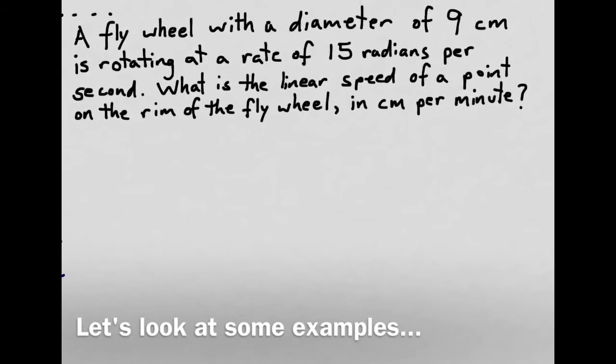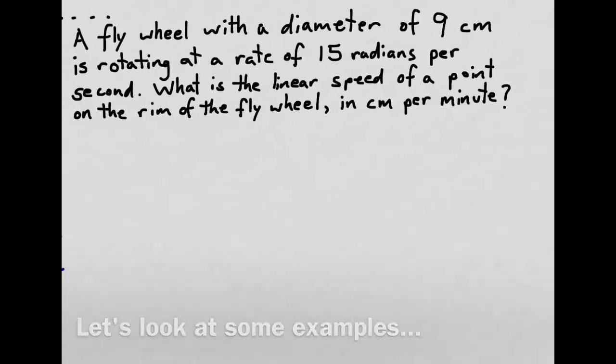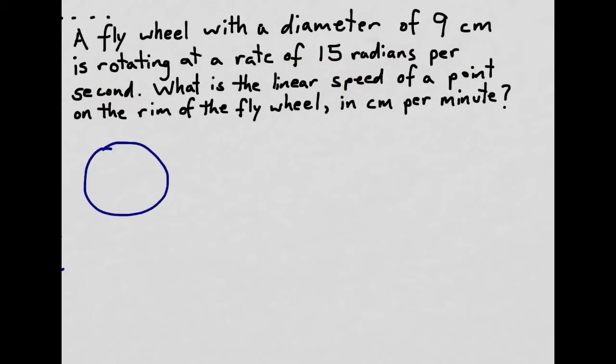Suppose there's a flywheel, a piece of spinning equipment, with a diameter of 9 centimeters, and it's rotating at a rate of 15 radians per second. We want to figure out the linear speed of a point on the rim of the flywheel. So to sketch out the problem here, we have this flywheel, we have a point on the rim, and we know it's rotating at a certain speed. We also know that the diameter is 9 centimeters.